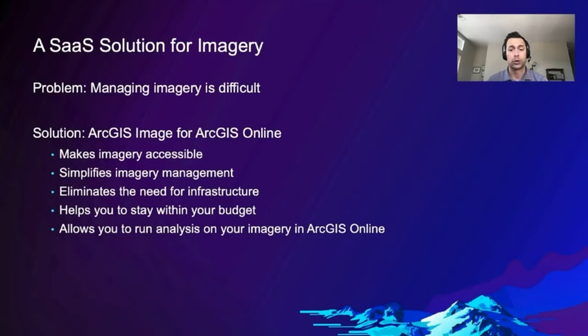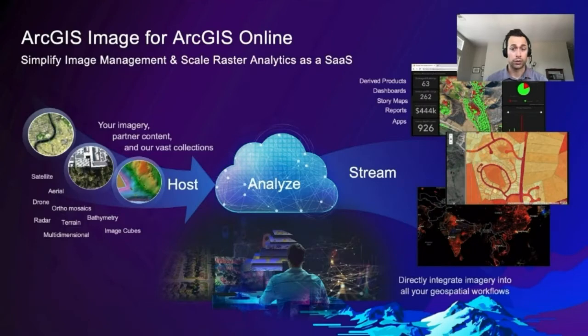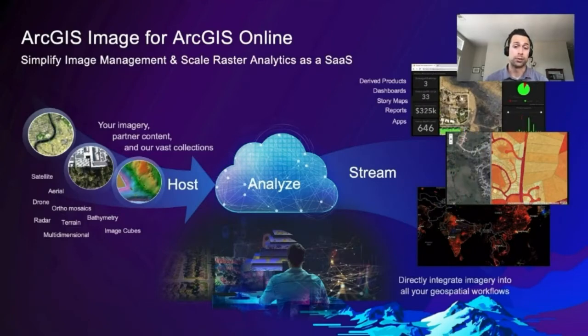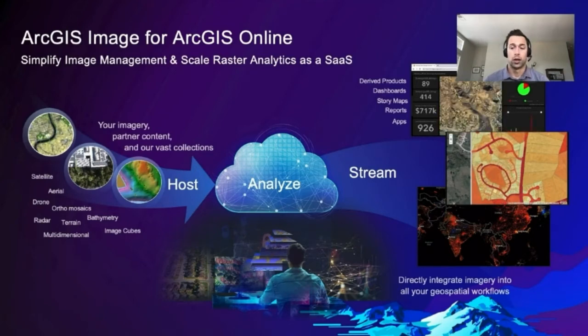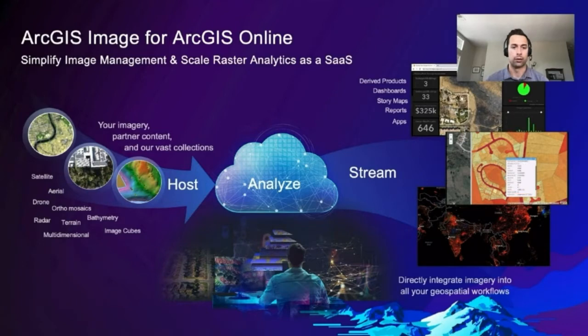And lastly, it allows you to run analysis on your imagery inside of ArcGIS Online, perform powerful interpretation, image, and raster analytic workflows at scale. With ArcGIS Image for ArcGIS Online, you are able to simplify image management and scale raster analytics as a SaaS. You are able to host, analyze, and stream your imagery and raster data via the cloud.